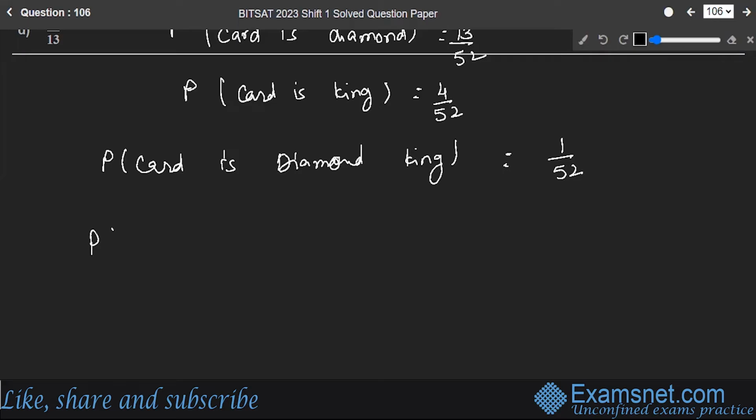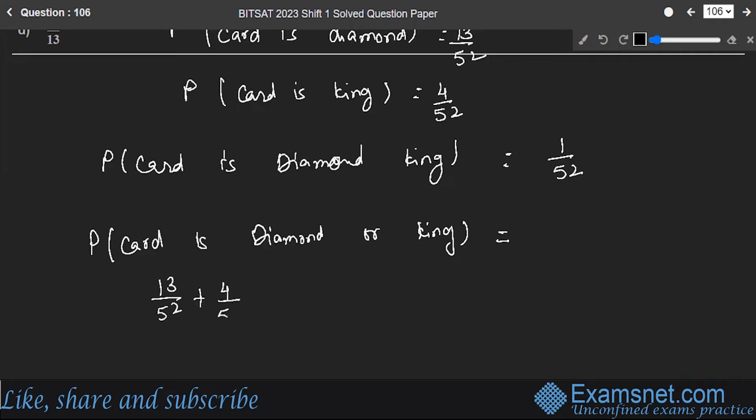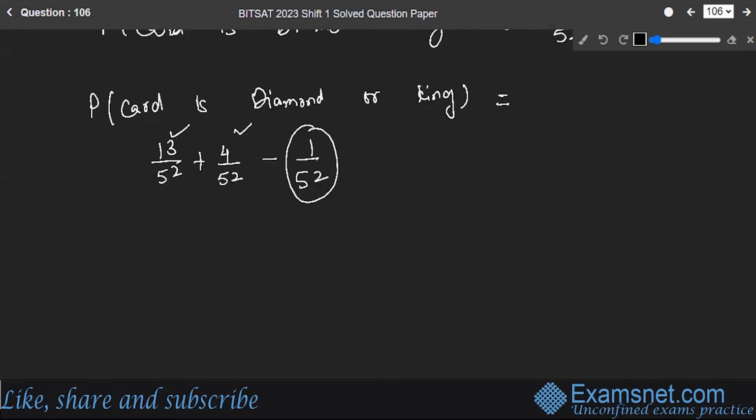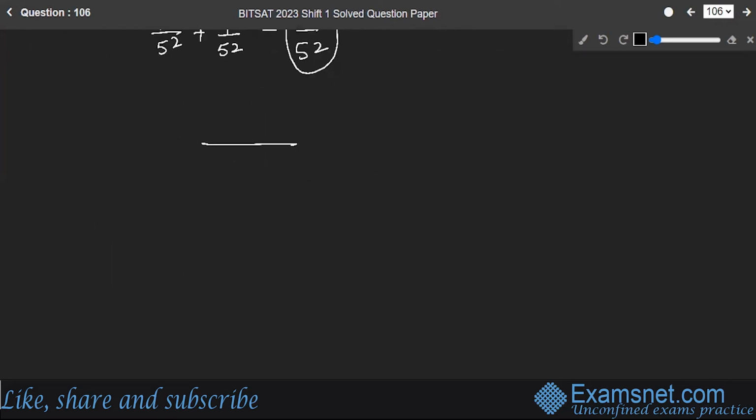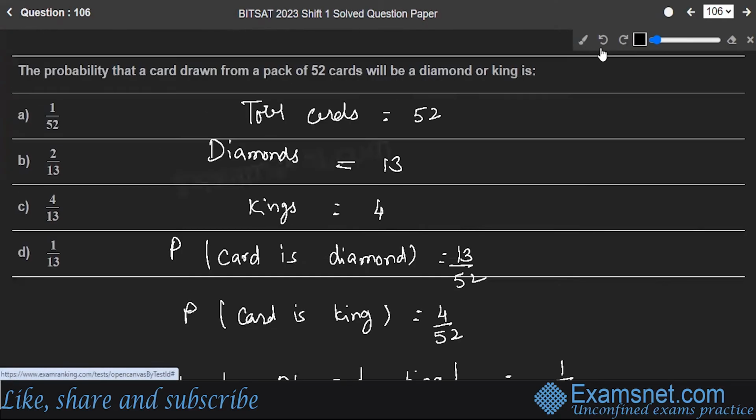So, the probability that the card is a diamond or a king is equal to 13 by 52 plus 4 by 52 minus this one card, because this card is being repeated here and here also. So I have to subtract 1 by 52 once from it. So this will give me (13 plus 4 minus 1) upon 52. This is 16 upon 52 or 4 upon 13. So you have option C as the correct answer. Hope you understood this. Next is question number 107.